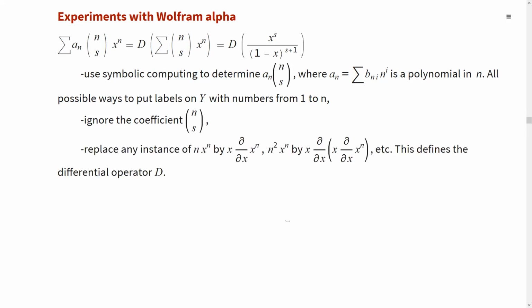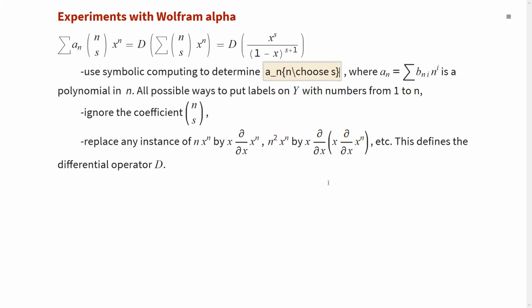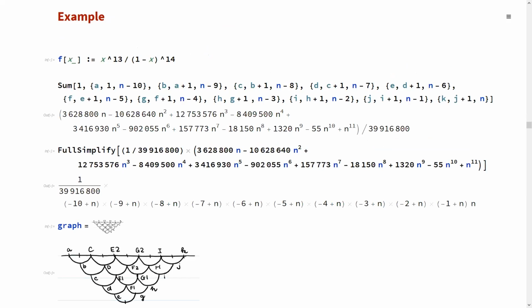And the way to create the differential operator out of the coefficients is that we replace every instance of n x to the n by this operator. You agree with me that this is the same value. And then we replace any instance of n squared x to the n by this operator, and so on. So this is how we read the differential operator out of the values computed with Mathematica.